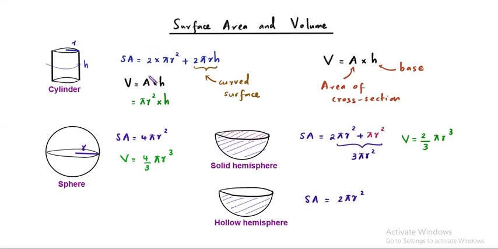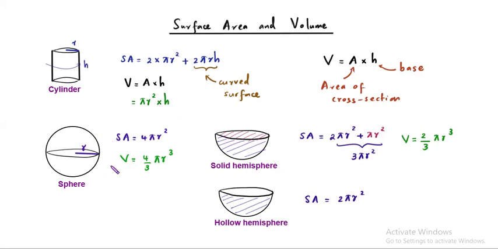When calculating the volume of a cylinder, we multiply the area of the cross-section with the height. In this case, the cross-section is the base, which is the circle. So we calculate the area of the circle by using the formula pi r squared, and we multiply it with the height. Height is the side along which the cross-section stays the same.